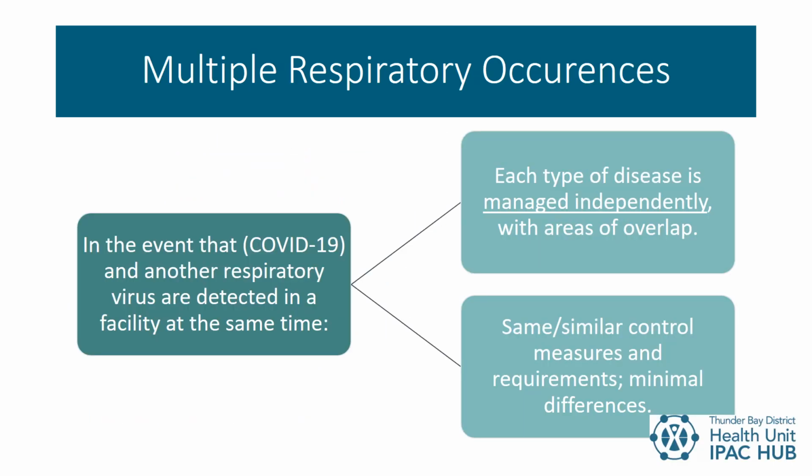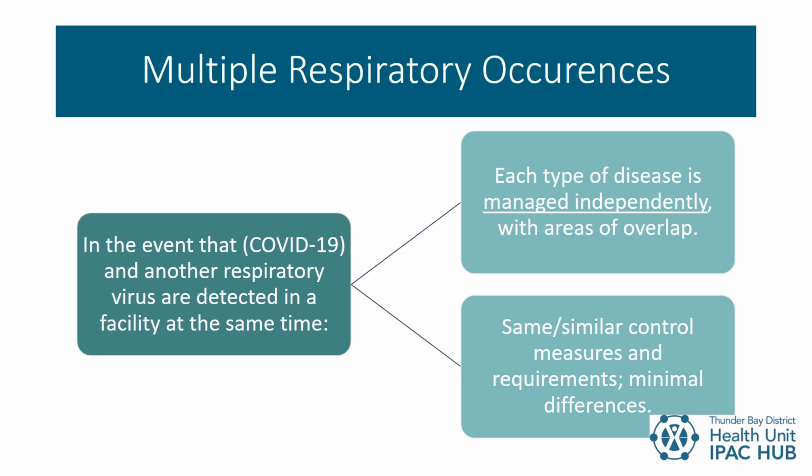Multiple respiratory occurrences. The possibility we all don't want to be reality is the event that multiple respiratory outbreaks are occurring in one facility. The idea is you're going to manage each outbreak independently. So they'll each get their own outbreak numbers, and they will be discussed, and clients would be cohorted accordingly to what outbreak they're in. That wouldn't be amalgamated into one. So you're still going to manage the outbreaks separately. Obviously, there are going to be areas where they do overlap.